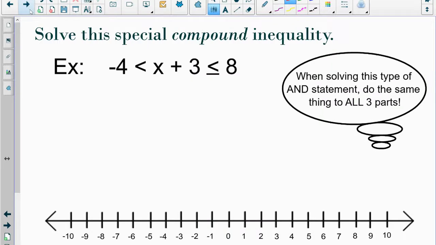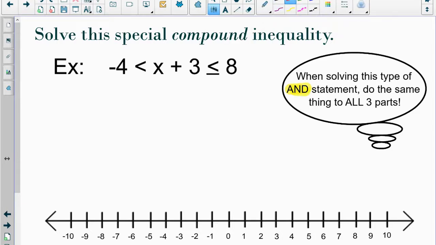Let's look at one last problem. This is a special type of compound inequality, and it's really only special because of how it's written. This is actually the same thing as one of our and statements. It's just a unique way of writing it.